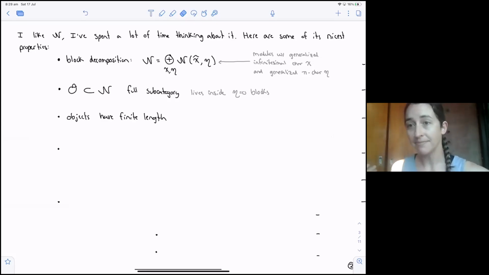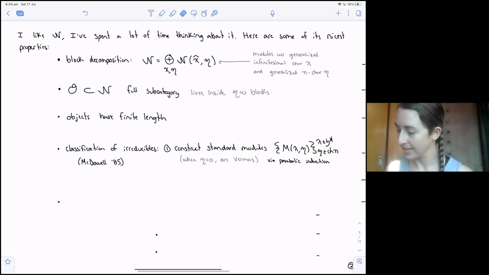Another nice quality of this category is that its objects have finite length. So every module in here has a finite composition series. And it also has a very nice classification of irreducibles. So this is due to McDowell. This classification showed up before the definition of the category showed up, because McDowell was actually just classifying irreducible Whittaker modules, but all of the modules that show up in this classification are in this category as well. So it classifies the simple objects in the category. And this classification feels very familiar if you're used to thinking about category O.